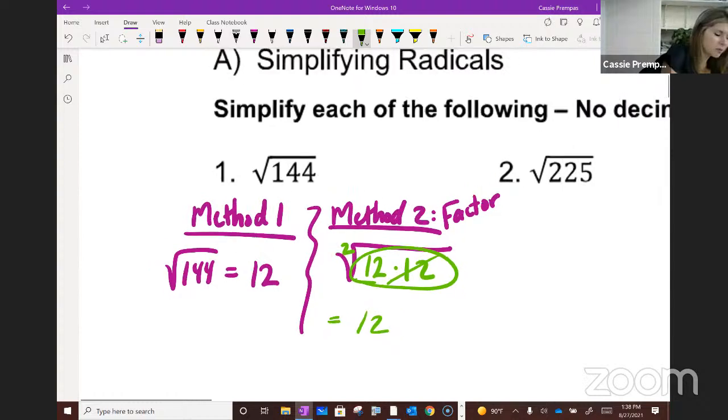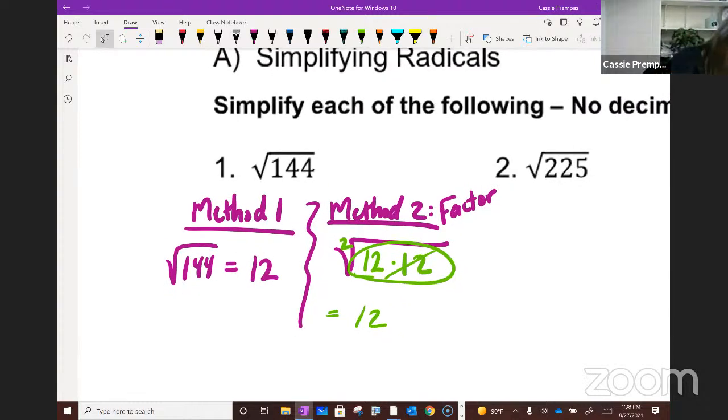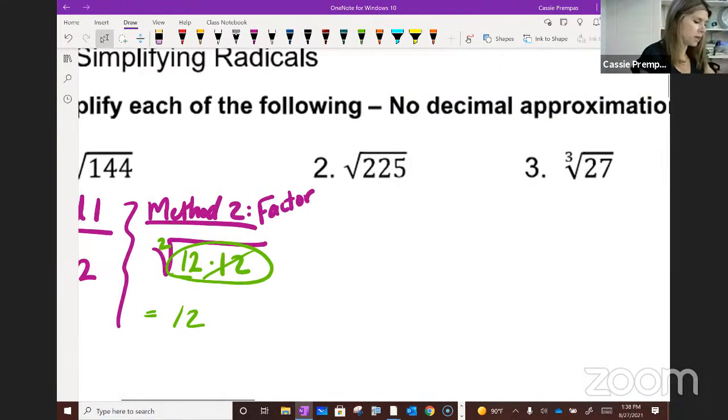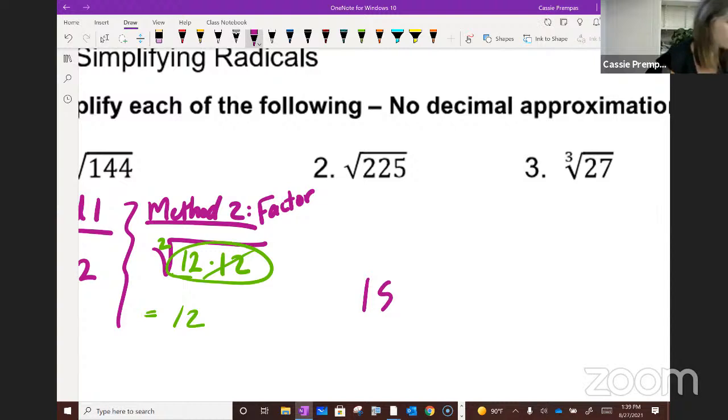Now we're going to use maybe a combination of the two. Hopefully you'll feel comfortable by the end. Number 2, does anybody know what the square root of 225 is? Oh, a few people do. Michael, what is it? It's 15. Now, what if you didn't know the square root of 225?